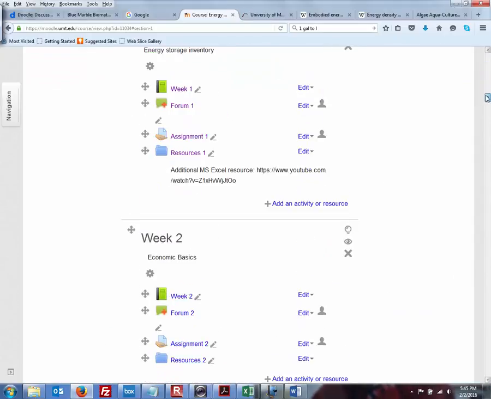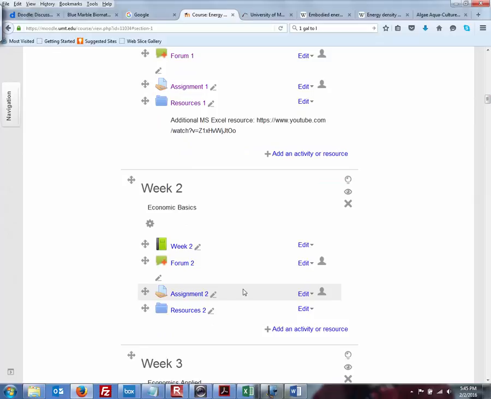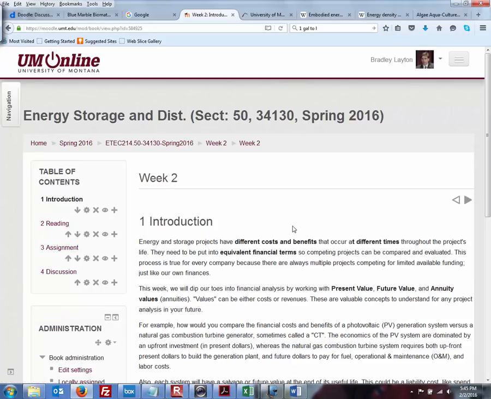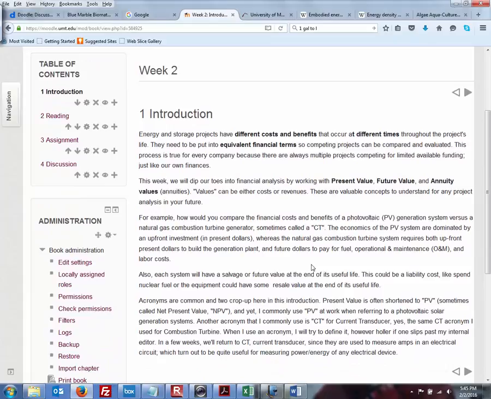Okay, so we are in week 2. Let's just start from the top. Costs and benefits, different times, equivalent financial terms. This stuff is not easy, I'll just let you know, and it's getting a little bit late, but I think we can knock it out here. I do have a really good spreadsheet on it that I'll show you. I'm not going to share the spreadsheet online, but it is worth it to go through these things.